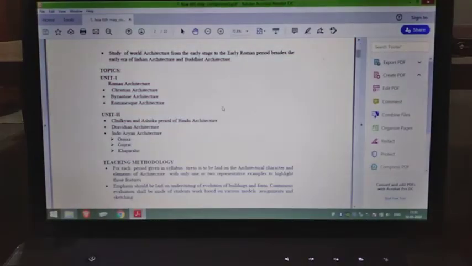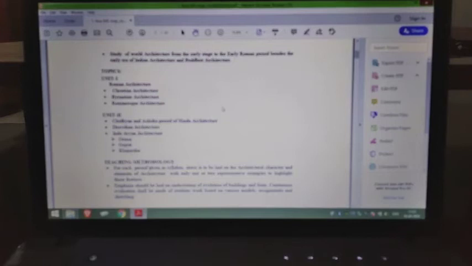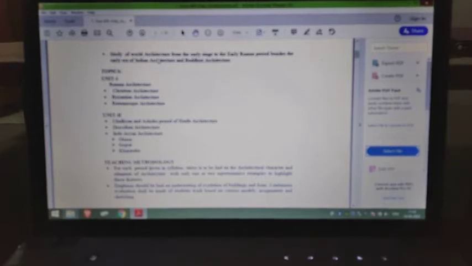So I'm just looking at a copy of the syllabus here, which, if you look at the first line, basically says study of world architecture from the early stage of Roman period besides the early era of Indian architecture and Buddhist architecture. Now, my understanding is that you have already read about Buddhist architecture in the previous semester, and if you look at this syllabus, nowhere does it mention Buddhist architecture. When you look at the details over here, it doesn't mention Buddhist architecture at all.